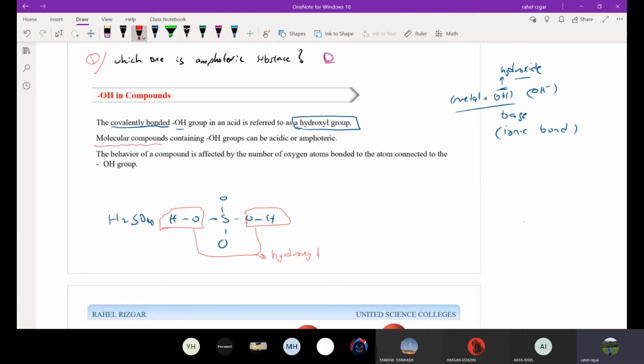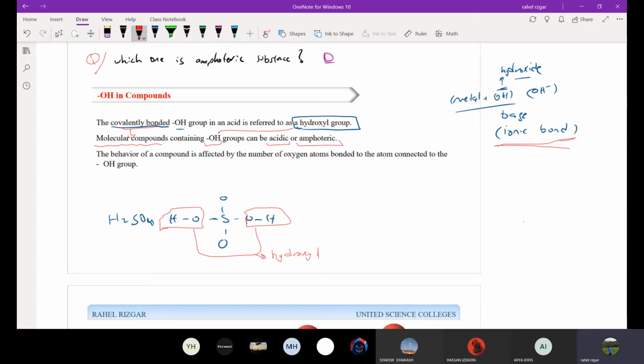They are molecular compounds. They are not ionic compounds. They don't have ionic bonds. We are talking about covalent bonds, so they become molecular compounds. If they have OH groups, which are hydroxyl groups, they can be either acidic or amphoteric.